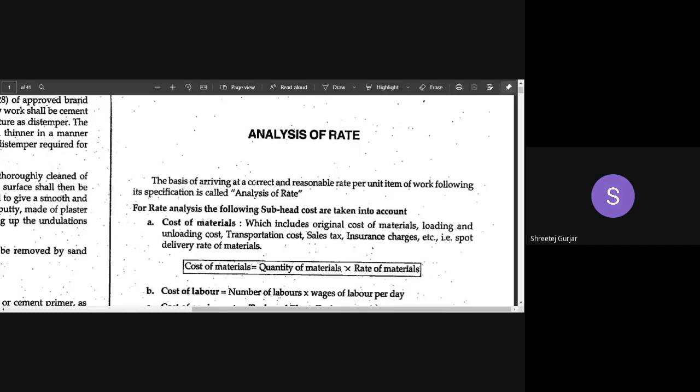Okay, so welcome back students. Today we will be learning about analysis of rates.